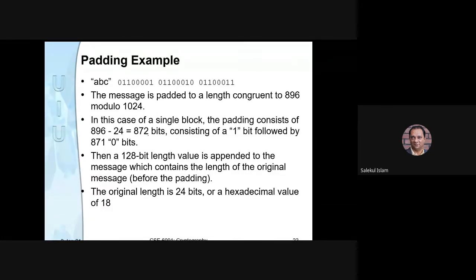So here they have given some padding example. This is a very small message. Say for example, your message is just A, B, C. So what is the ASCII code for A? 97. Small letter a, 97.